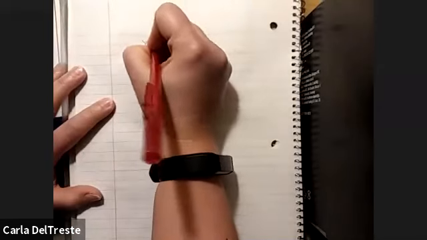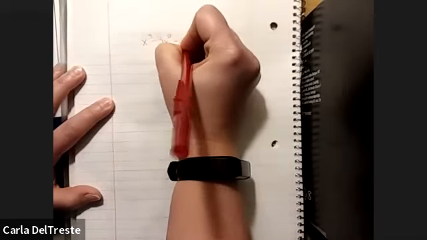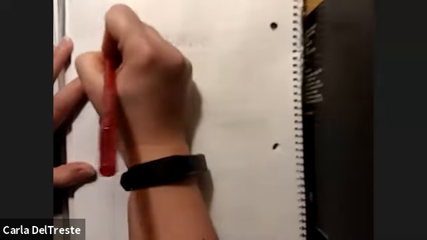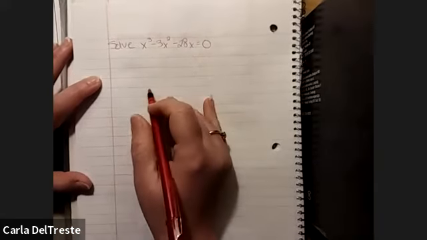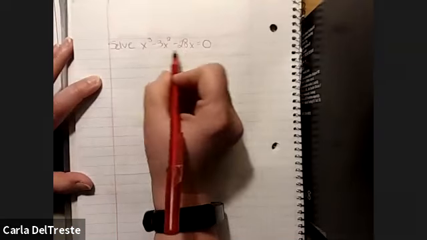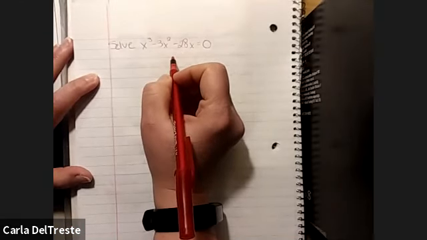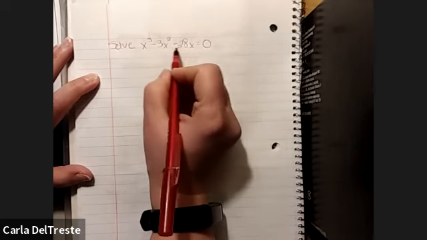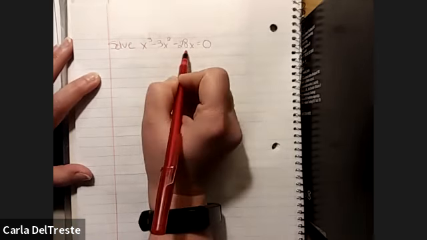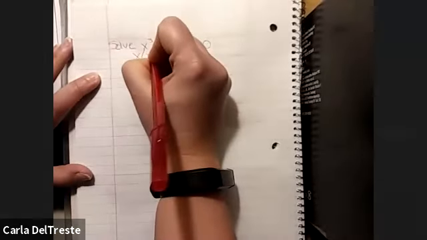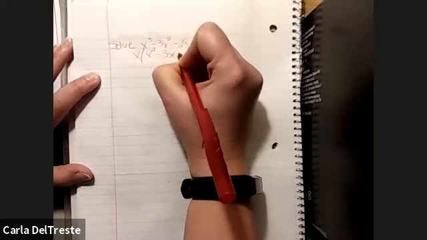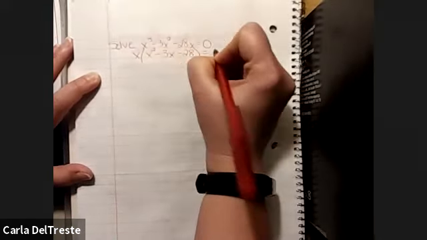X to the third minus 3x squared minus 28x equals 0. And we're just being asked to solve in this one. This is not written as a product, so I'm going to have to go through all of my factoring steps. First, I look for a GCF. The GCF is x. So if I pull an x out of everything in here, I'm left with x squared minus 3x minus 28 equals 0.